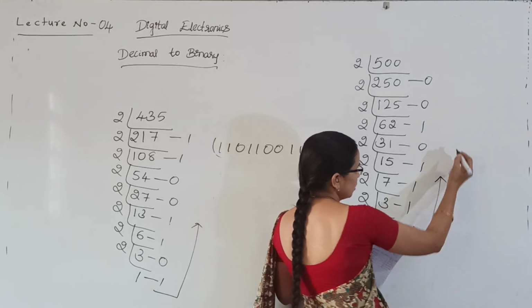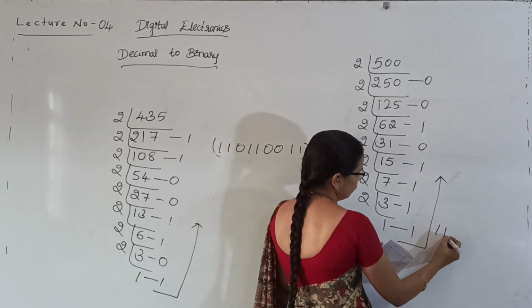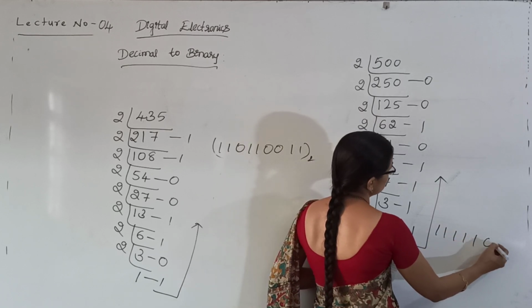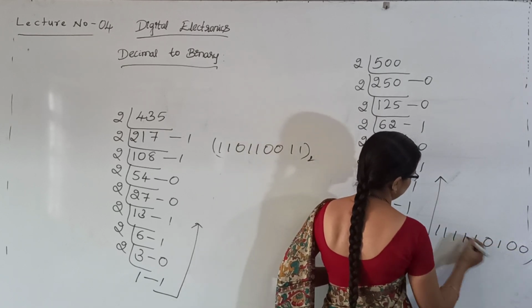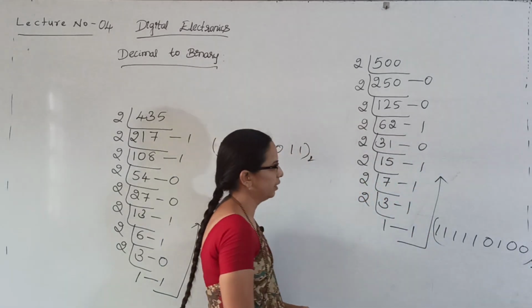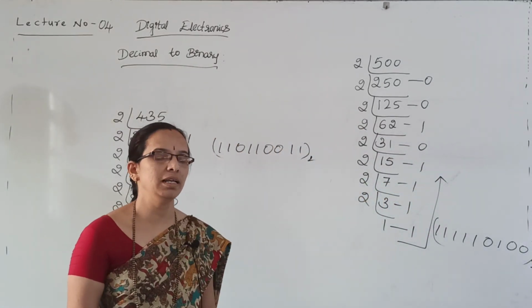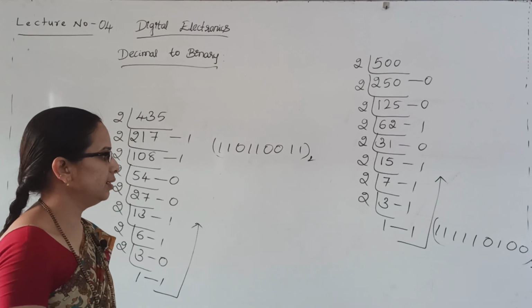If you move in this direction, what will be the answer? 1 1 1 1 1 0 1 0 0 is the binary equivalent of 500 decimal number. Okay.